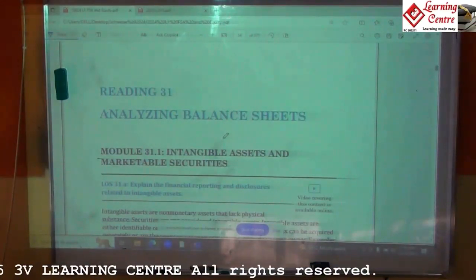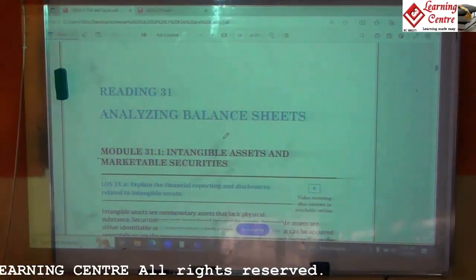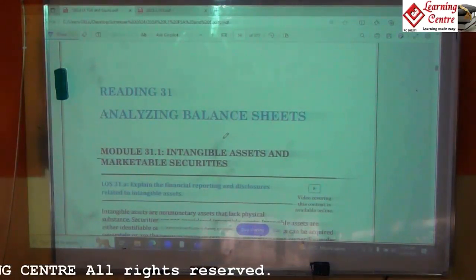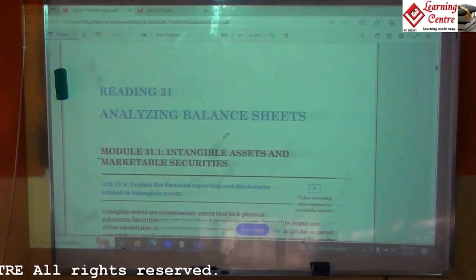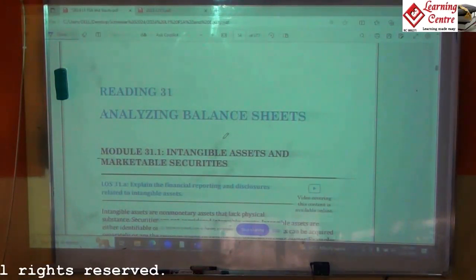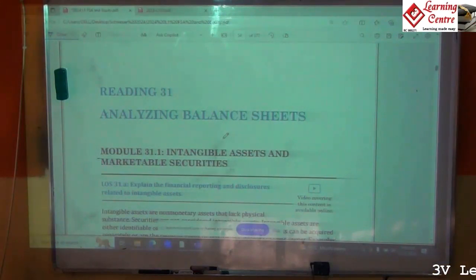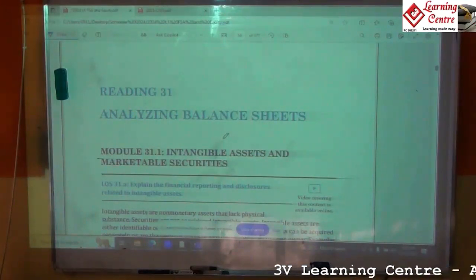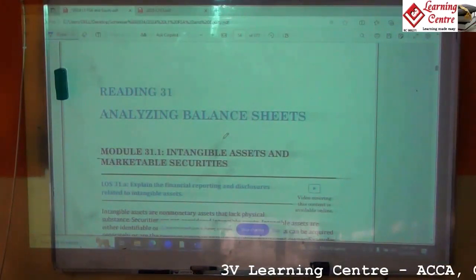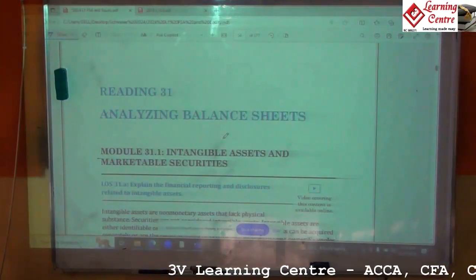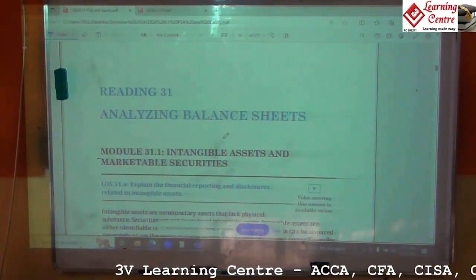So non-current assets are assets above 1 year. When we say current assets, that is 1 year and less. They are expected to finish their useful life within a period of 1 year.